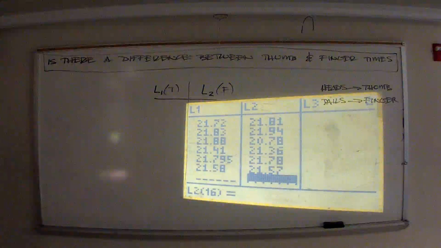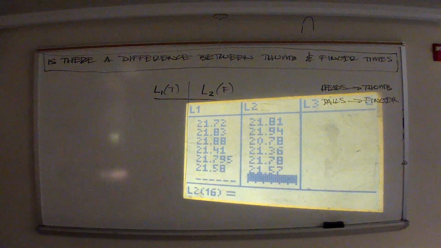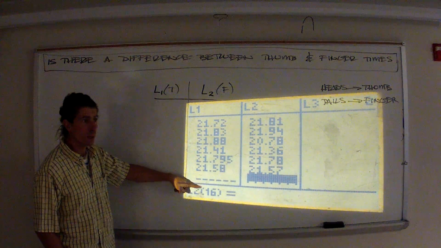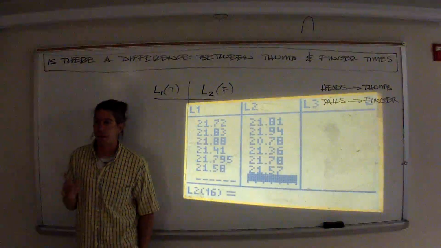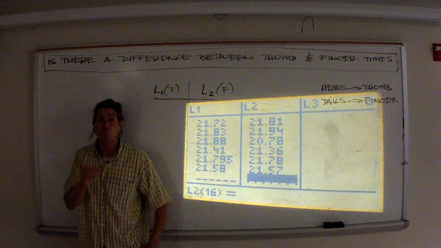So let me ask a question. How are we going to test this to see if there's a difference in our fingers and our thumbs? What do you think? Give me some ideas. You test them individually. So we can run the test on L1 and run a different test on L2. Give me one reason why we might want to rethink doing that.